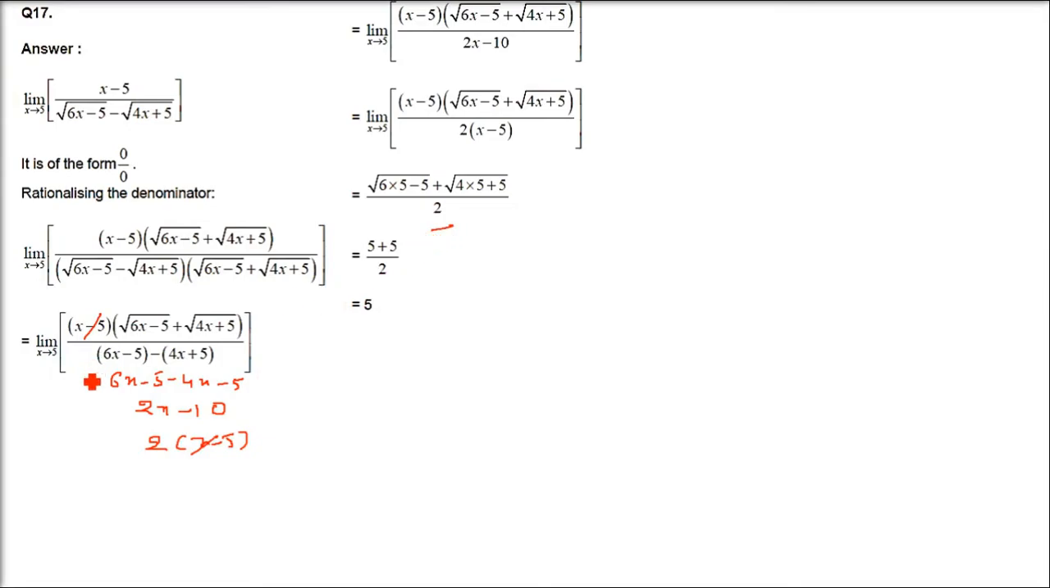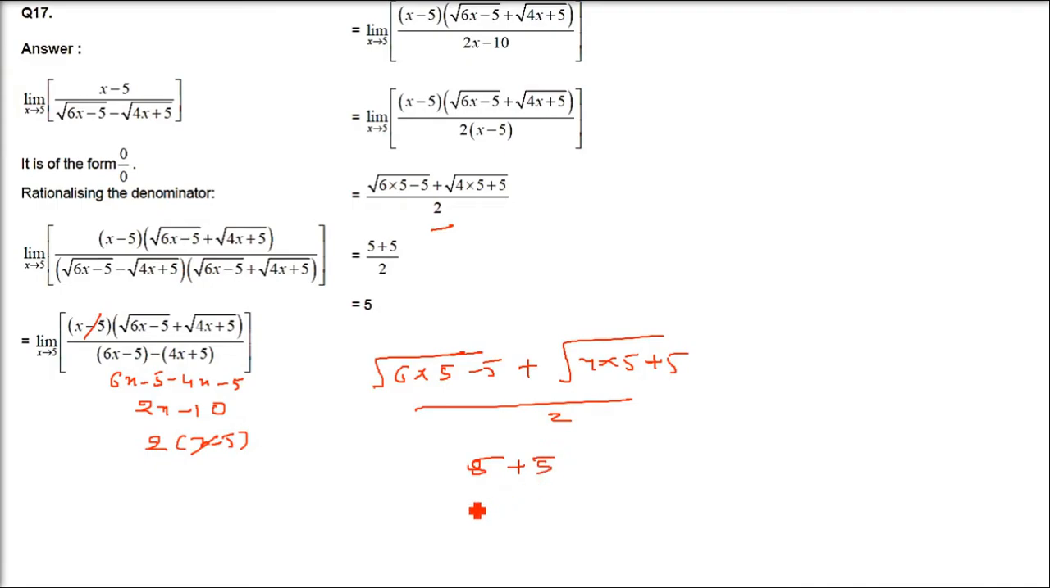Now you can just apply this x as 5 here, because x minus 5 already cancelled. So you have under root 6 times 5 minus 5 plus under root 4 times 5 plus 5, divided by 2, already 2 was there. So 5 plus 5 by 2, that is 10 by 2, that is 5. 5 will be the answer.